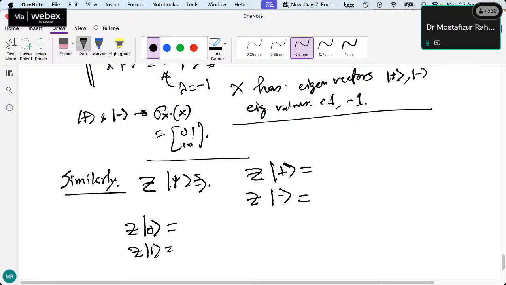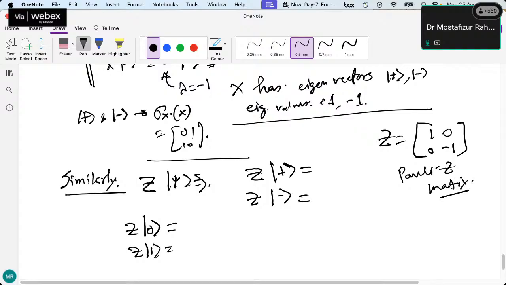What is the definition of Z? Z is 1, 0, 0, minus 1. This is called the Pauli Z matrix, or the Z operator, right? You can check that if you apply it to the plus state, it will become the minus state. And if you apply the Z operator on the minus state, it will become the plus state. So in fact, the Z operator is the bit flip operator for the plus minus basis representation.